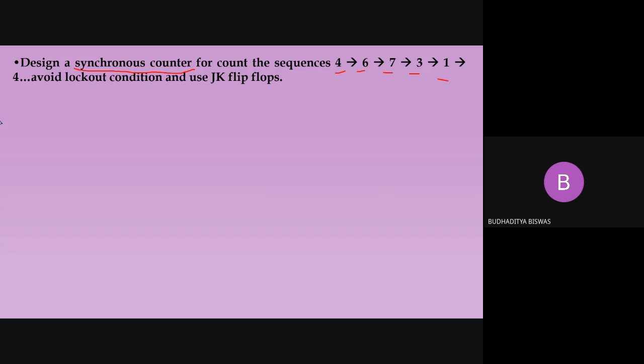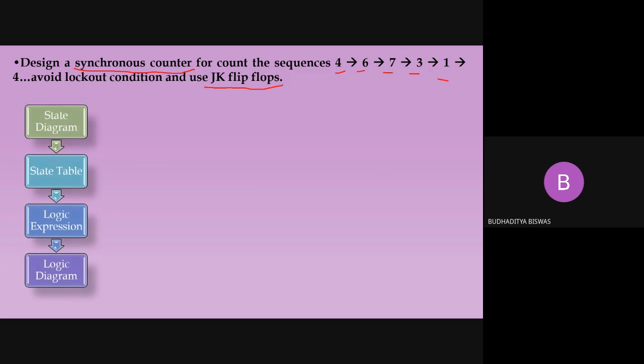And as it is mentioned in the question, avoid lockout condition, we need to use the JK flip-flop. Again, I'm telling, if some flip-flop is mentioned in the question, you have to use that flip-flop, otherwise you will not get the marks. So first, there are a few steps we need to follow, and the first one is obviously the state diagram. So these are the steps we need to follow to design the synchronous counter.